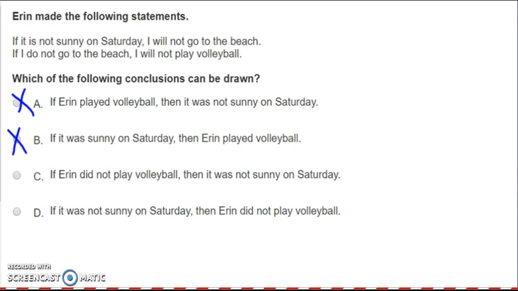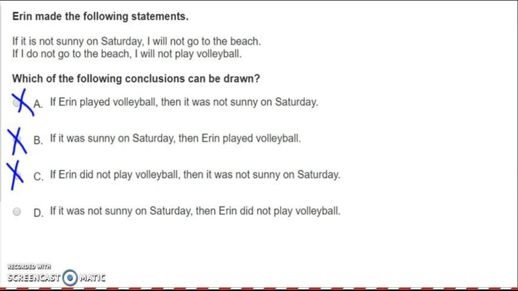Letter C says if she did not play volleyball, then it was not sunny. Well, again, we can't assume that. Just because she didn't play volleyball does not mean it wasn't sunny. It could have been sunny, she just maybe didn't feel like playing volleyball. So it's not C. D: If it was not sunny on Saturday, she didn't play volleyball.